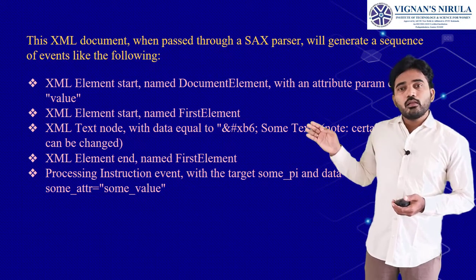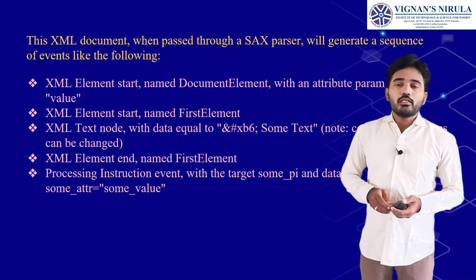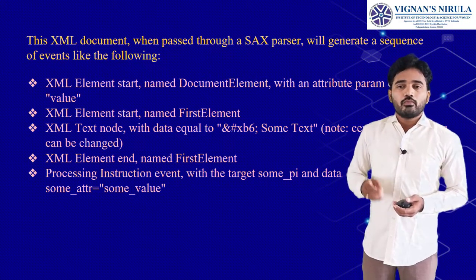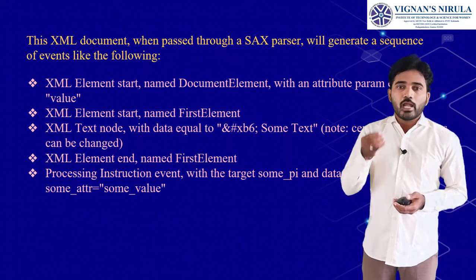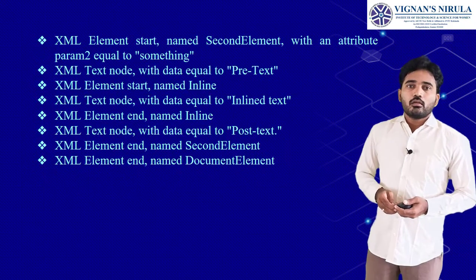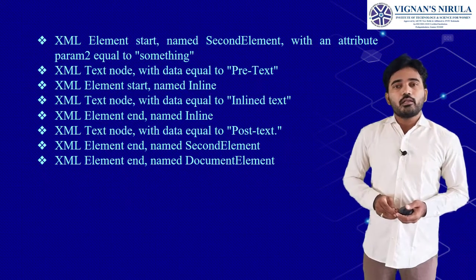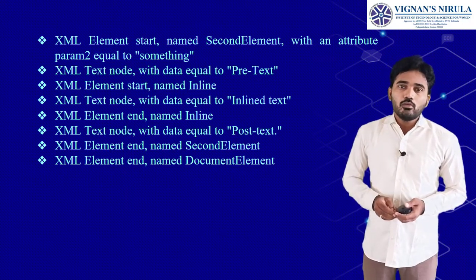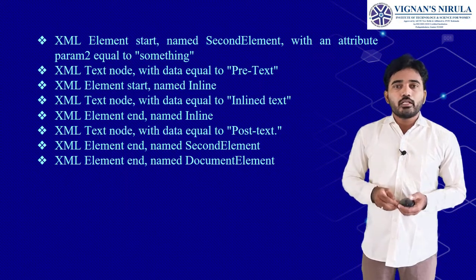So, next XML element end named first element, and thereafter we have written a processing instruction with a target some pi and some data attribute, some attribute with some value. Understood? Next XML element start named second element with an attribute param2 equal to something we have written. Next XML text node you have written with a text pretext.